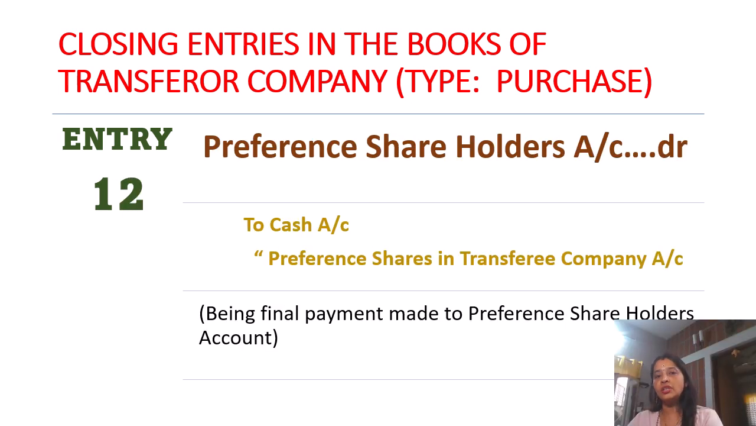Now the 12th one is final payment to preference shareholders. For preference shareholders, you may pay them cash or you may pay them preference shares. If you pay them cash, the preference shareholders account will be debited, to cash account, to preference shares in transferee company account. This is the final payment made to preference shareholders.